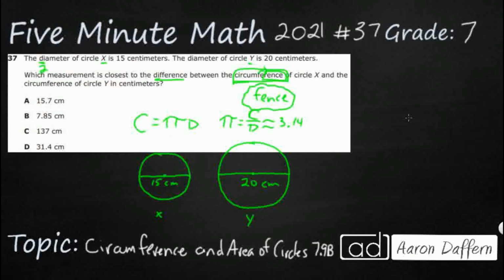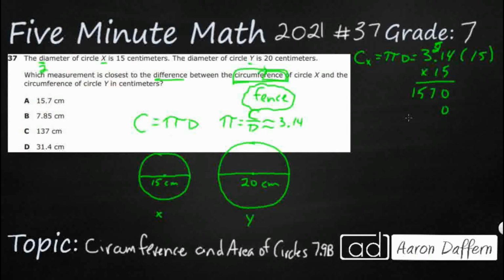So we've got all the numbers we need. So we need the circumference. Let's start with X. The circumference of X is going to equal pi times the diameter. Well, for pi, we're using 3.14, and our diameter is 15. So let's just multiply 3.14 times 15. See what we get. 5 times 4 is 20. 5 times 1, that's 5. 5 times 3 is 15.